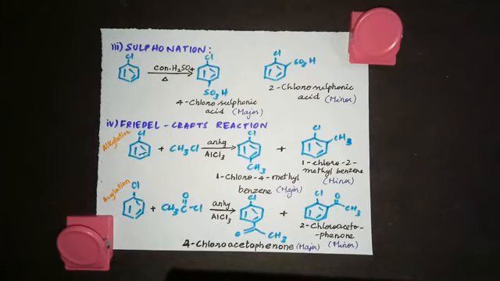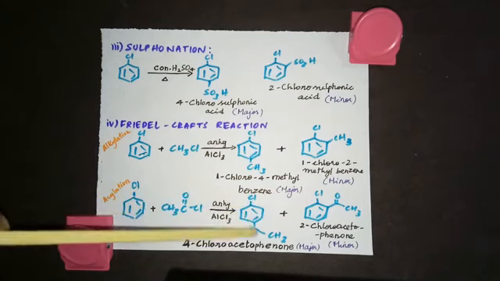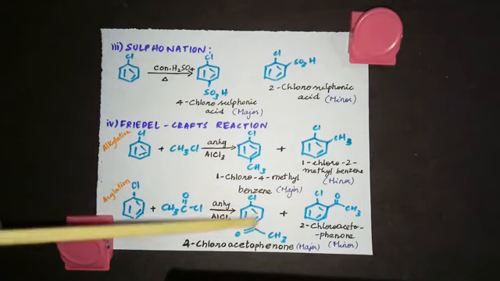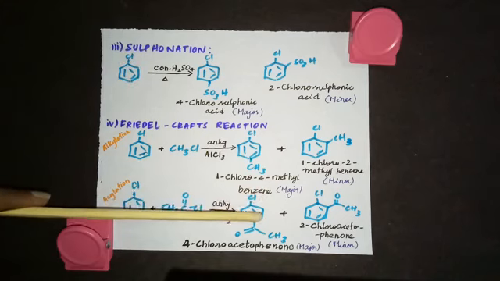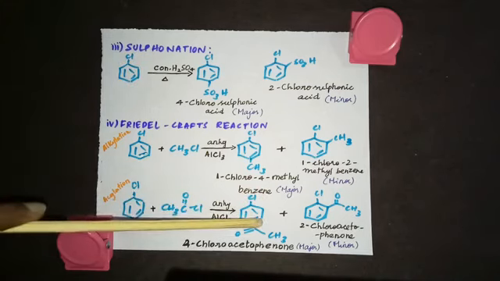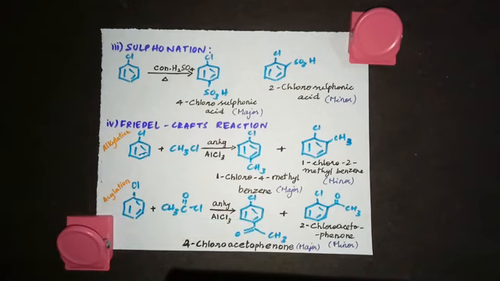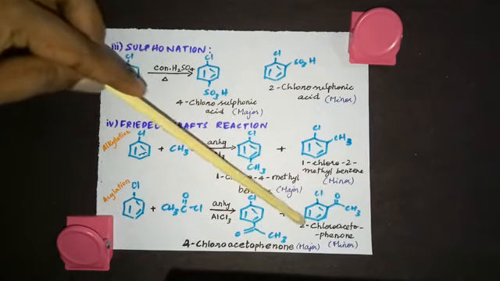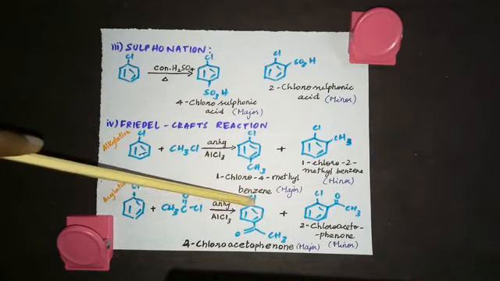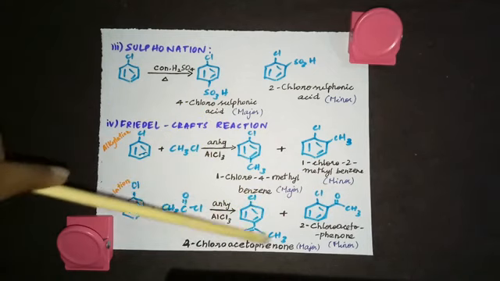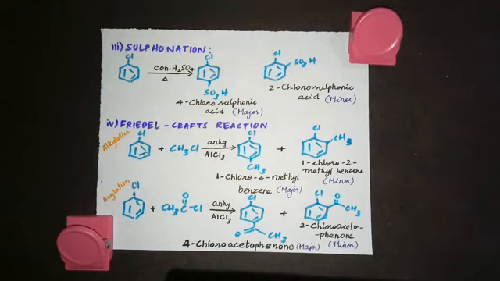So this is the major product where the COCH3 group is attached to the para position, and this is the minor product where the COCH3 group is attached to the ortho position. Without this Cl, this part which is C6H5COCH3 is called acetophenone. So in acetophenone, here at the fourth position, 1, 2, 3, 4, you have chloro. So 4-chloroacetophenone. This is 2-chloroacetophenone.